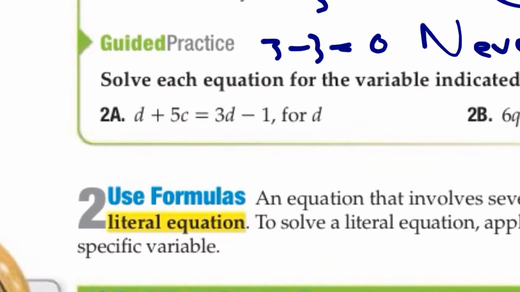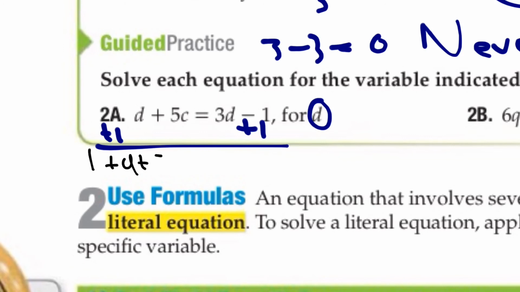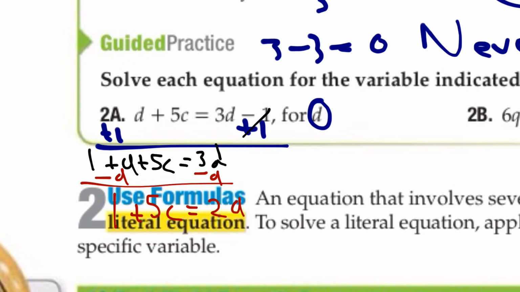So I'm going to do 2a right here. Alright? We want to get d by itself. We have to decide what side I want the d's all on. I'm going to put them all on the right side this time. So I'm going to add 1. Okay. So I end up with 1 plus d plus 5c equals 3d, because this one cancels. Alright, let's move the d now. Minus d, I get 1 plus 5c equals 2d. Alright, and then we're going to divide by 2. I get d equals 1 plus 5c over 2.